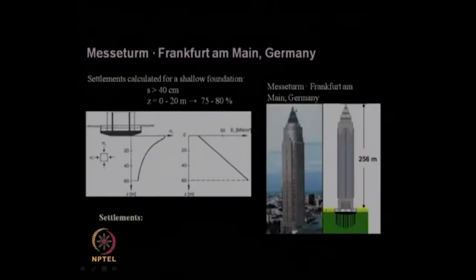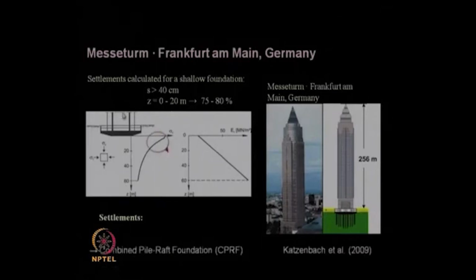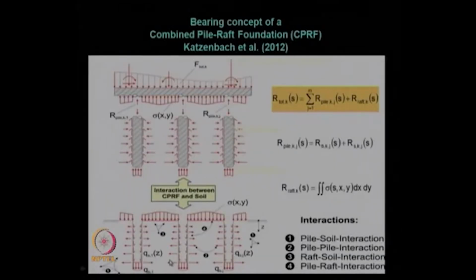Then why was this CPRF technology recommended for the Messeturm tower? If somebody uses only a raft type of foundation for this soil, remember in Frankfurt am Main it is typically a soft clay, called Frankfurt clay, with a depth varying between 15-20 meters and even up to 100 meters also. So, this is the range of the stresses that would get established if somebody uses the raft foundation, and the settlement will be huge. That boils down to the use of the combined piled raft foundation.